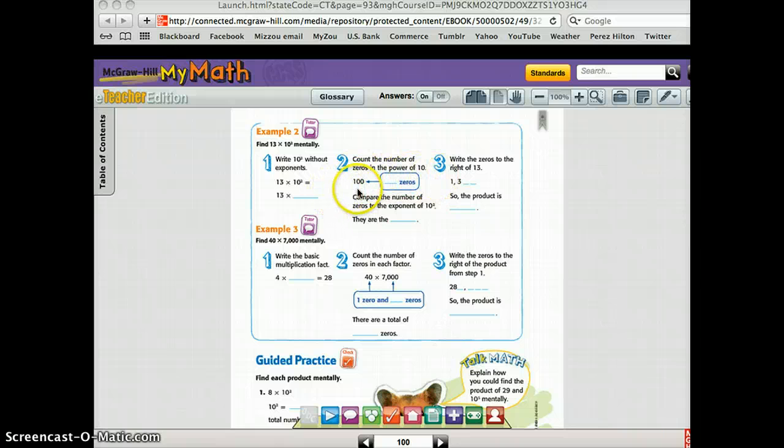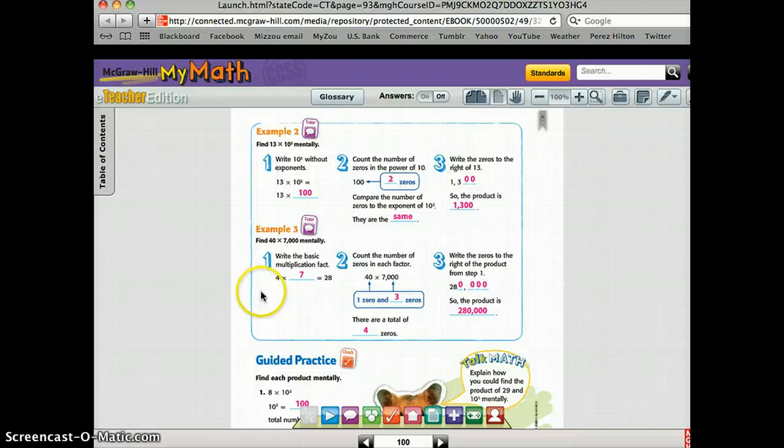So 10 times 10 is 100, so there's 2 zeros there. Then we're going to compare the number of zeros to the exponent of 10 to the second power. So these are the same. Our third step here would be to write the zeros to the right of the 13. So we're just putting those zeros on the end. Remember, we started over here with 13 times 10 times 10, or times 100. We figured out there were 2 zeros in 100, and we put those on the end of 13. So the product is 1,300.